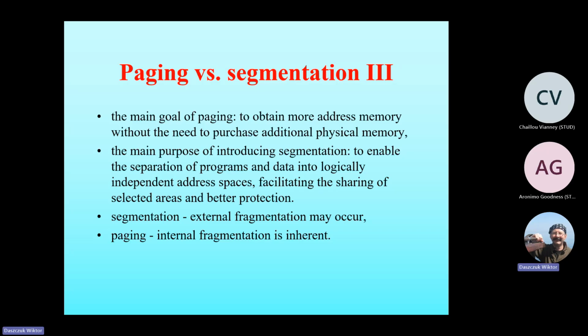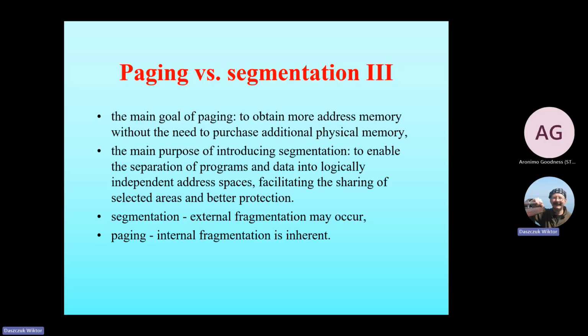In segmentation, external fragmentation may occur, of course, because segmentation is connected with dynamic allocation. So it leads to external fragmentation. In paging, when we allocate a number of pages, the last page may not be fully used, may be used partially. So it's internal fragmentation.